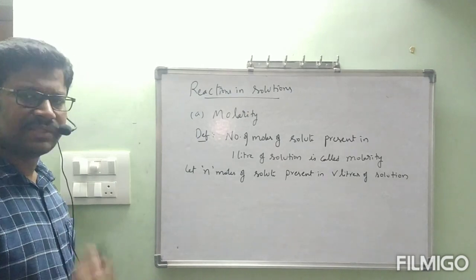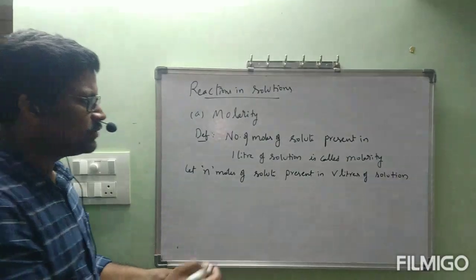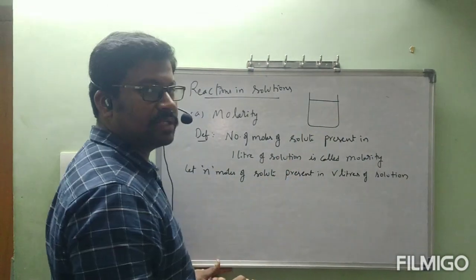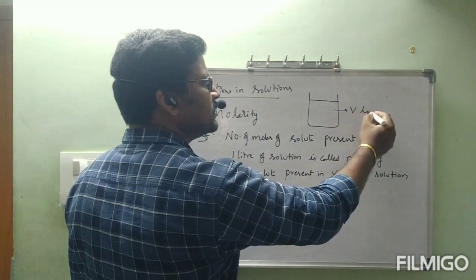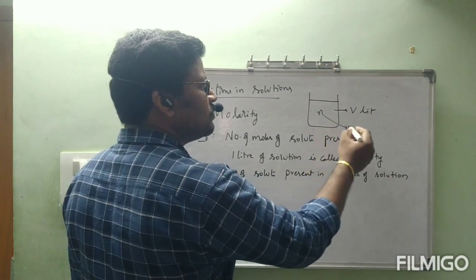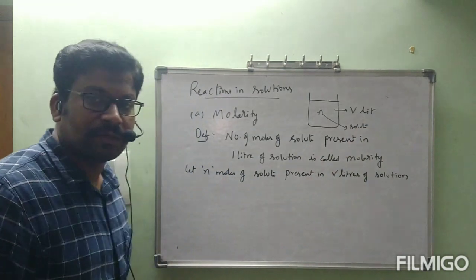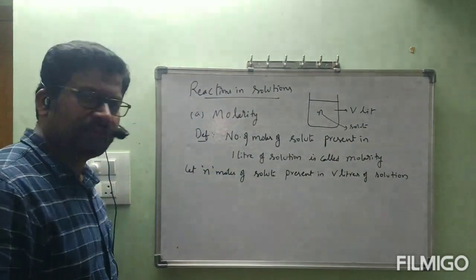Okay, we have taken one solution. Suppose this is the solution we have, taken up to some extent in a beaker. This solution volume is V liters. In that, how many moles of solute will be present? n moles of solute. So let n moles of solute be present in V liters of solution.